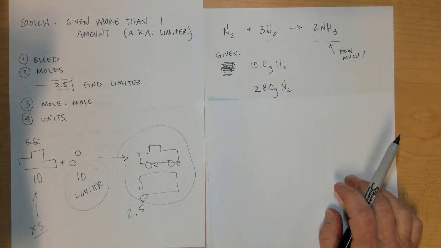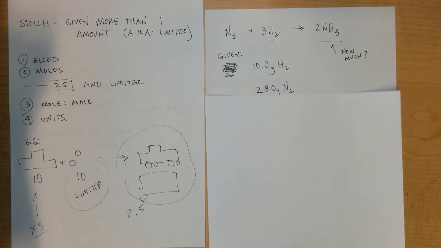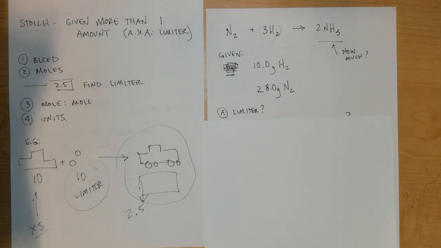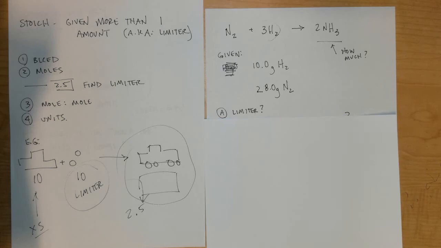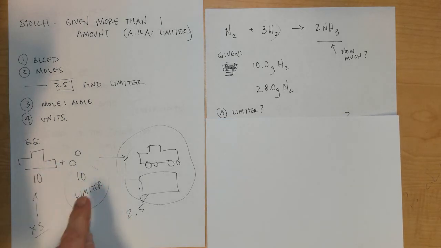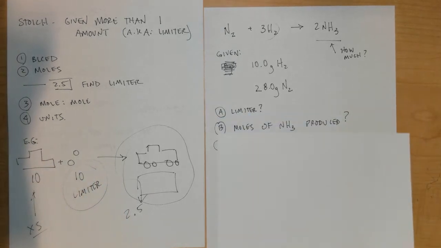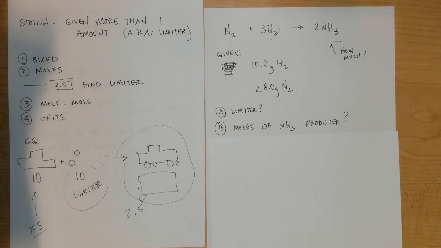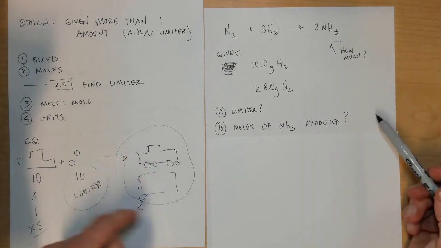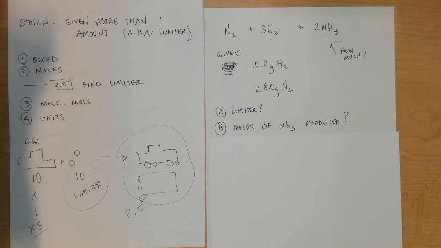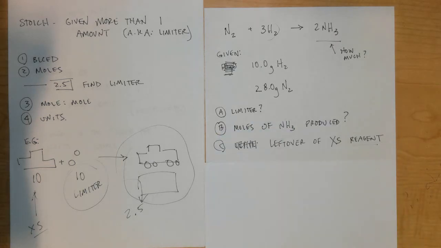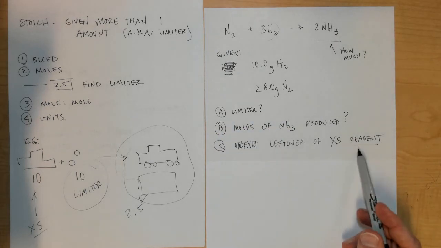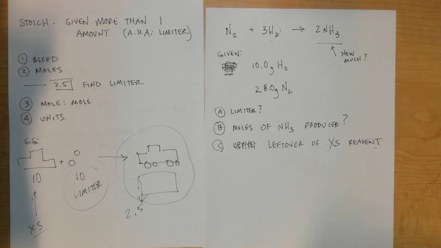Let's follow through the steps to answer these questions. First of all, which one is the limiting reagent, or which one is the limiter? Which one limited the reaction? Step number 2, what's the number of moles of NH3 that can be produced? What's the maximum yield that I could make? And then lastly, what's the leftover of the excess reagent? How much is left over of the thing where there is too much?